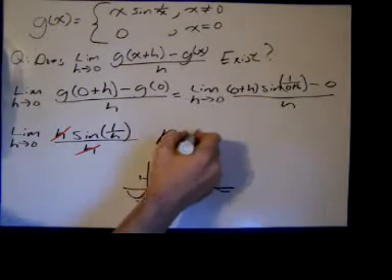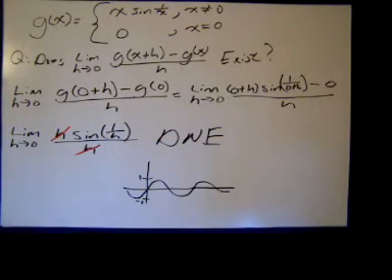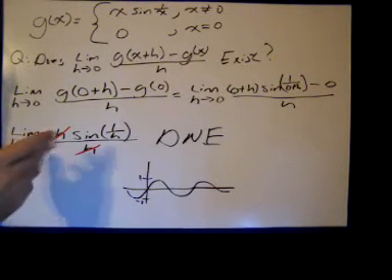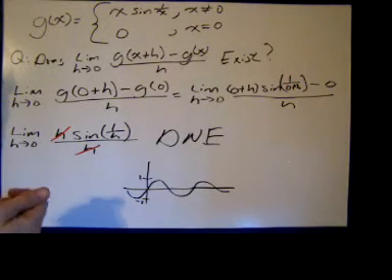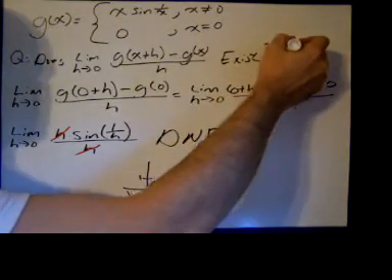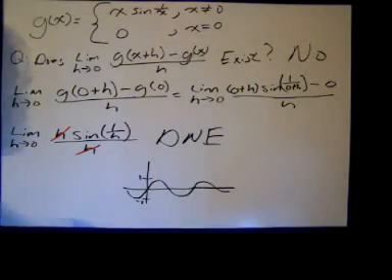And even though the function was defined at x equals 0, since the limit as h approaches 0 of g of x plus h minus g of x, over h, does not exist, we can say there is no tangent line. There is no tangent line at x equals 0 for this function.